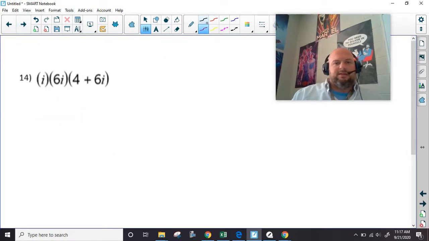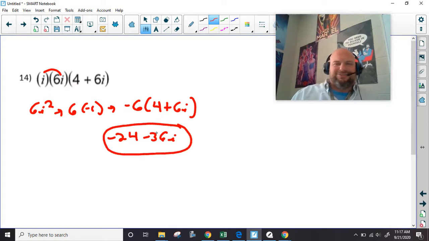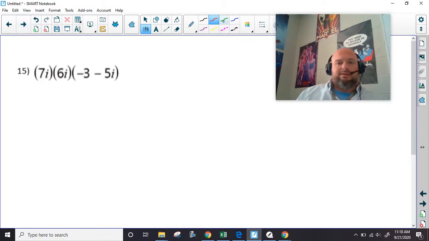All right, this is the same thing. Only difference with this is when you multiply here, you're going to get 6i squared, which becomes 6 times -1, which is -6. And then you just have to tag this along, so we get -24 minus 36i. All right. They look different, but I think these are a lot easier than the binomials. Okay, I could be wrong. And then, all right, so we got 42i squared, which is 42 times -1, which is -42.